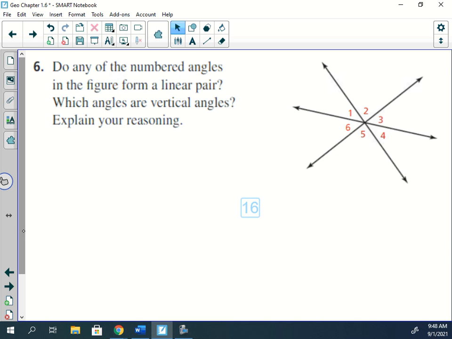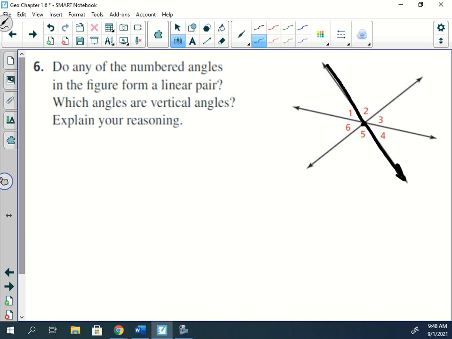Okay. We're going to look at this one here, and then we have one other thing, and we are done for today. Do any of the numbered angles in the figure form a linear pair? So they do have a common vertex, yes? Their non-common sides do form opposite rays, yes? And their common side is where?